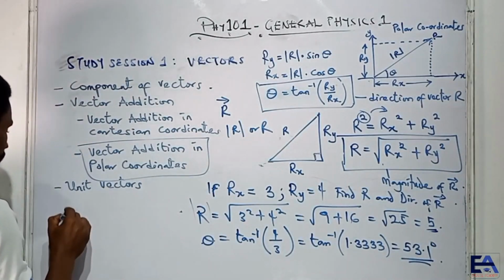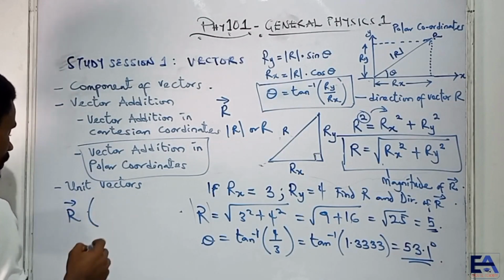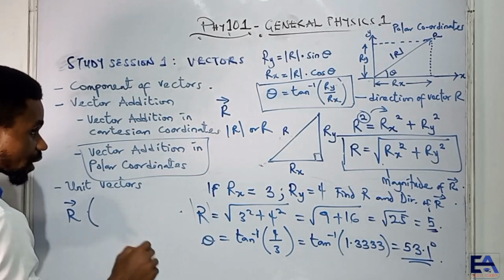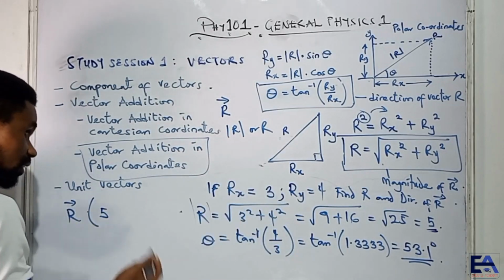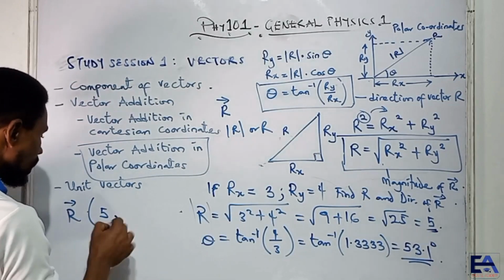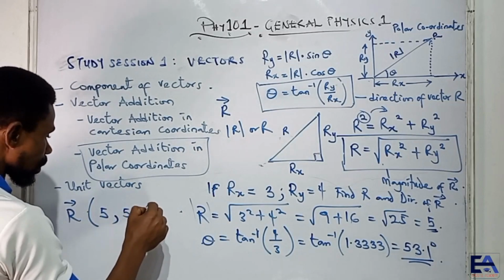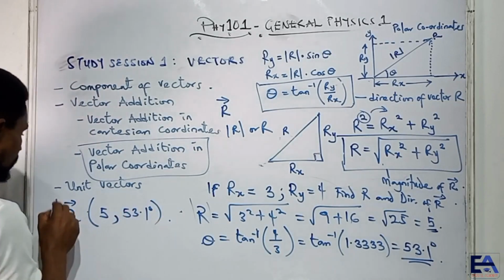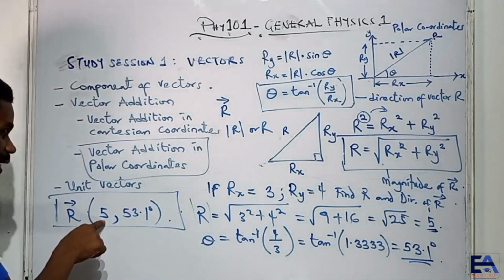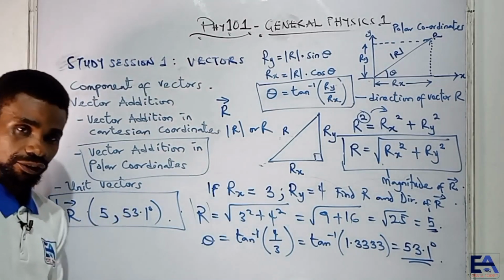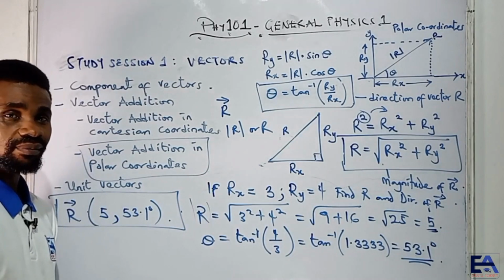So, if you want to represent this vector generally in the form of magnitude and direction, you just say vector r, the magnitude of that vector is 5, maybe 5 Newton if it is a force, or 5 whatever, comma, the angle is 53.1 degrees. So this is how vector r is represented by indicating its magnitude and its direction. That is just how it goes.